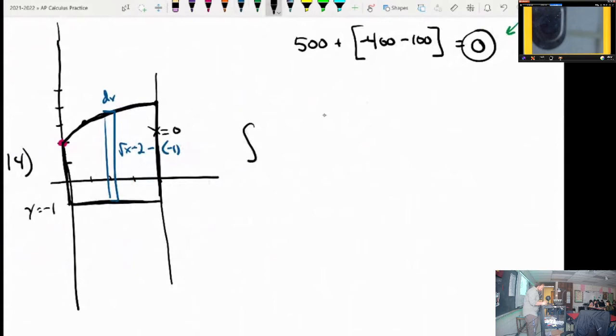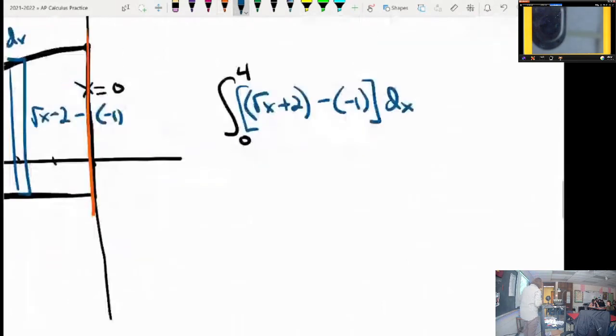This would be the integral from 0 to 4 because of our goalposts on the left and right side of it, 0 to 4. And the height of every one of those rectangles is just the square root of x plus 2 minus negative 1. And we can simplify that in a minute, but right now I'm going to leave it just as it currently looks. So let's go ahead and clean that up a little bit. That's a minus negative 1, so really this is the integral from 0 to 4 of the square root of x plus 3 dx.